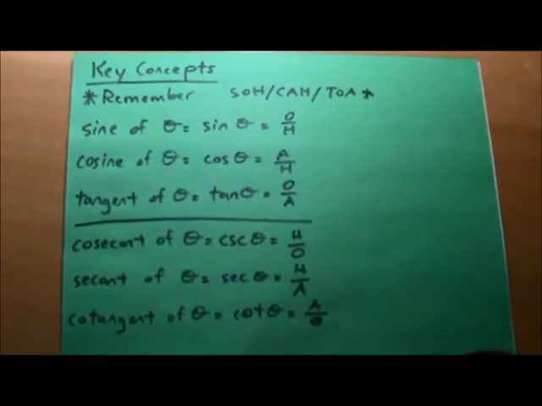The key concepts in this section are that sine of theta is equal to opposite over hypotenuse. The cosine of theta is adjacent over hypotenuse. And the tangent of theta is equal to opposite over adjacent. This can be remembered by SOHCAHTOA. So the reciprocal trig ratios of the originals should be flipped. This means that cosecant should equal hypotenuse over opposite. Secant should equal hypotenuse over adjacent. And cotangent should equal adjacent over opposite.